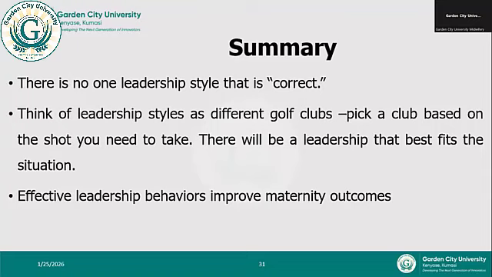So those of us who play golf, or watch golf, you understand what I'm saying? You pick a club based on the shot you need. So you pick the leadership style based on the situation at hand. Okay. And then we say effective leadership behaviors improve what? Maternity outcomes.